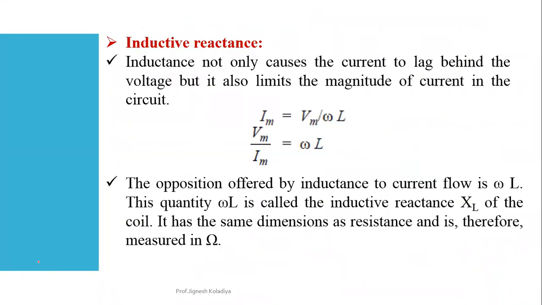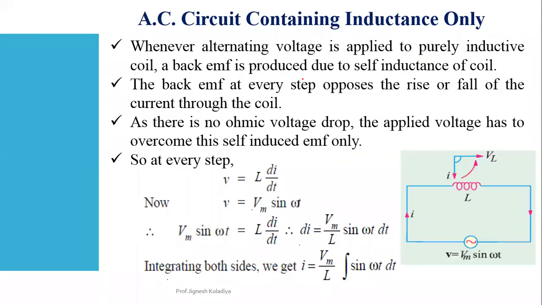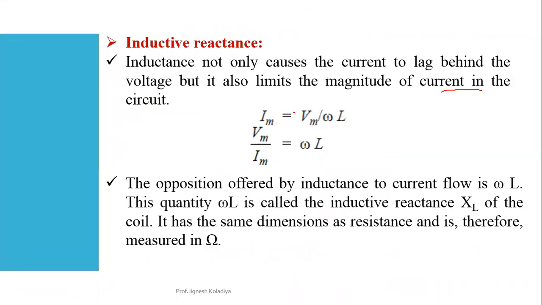Inductance not only causes the current to lag behind the voltage, but it also limits the magnitude of current, because here you can see it is clearly mentioned that it is going to be opposed. The back EMF at every step is going to oppose the rise or fall of current through the coil, and that's why it limits the magnitude of current in the circuit. So Im is equal to Vm by omega L. Omega L you can write XL also.